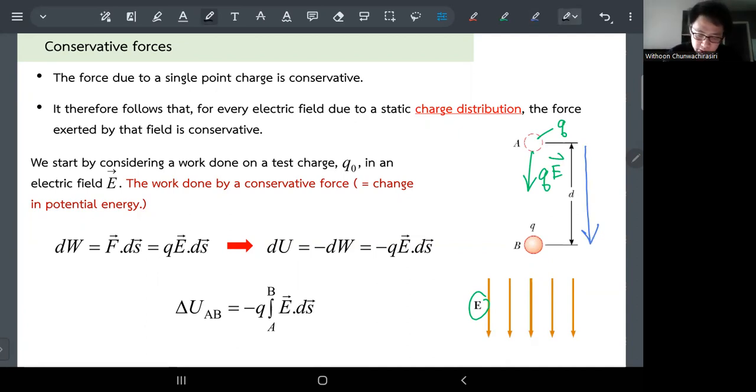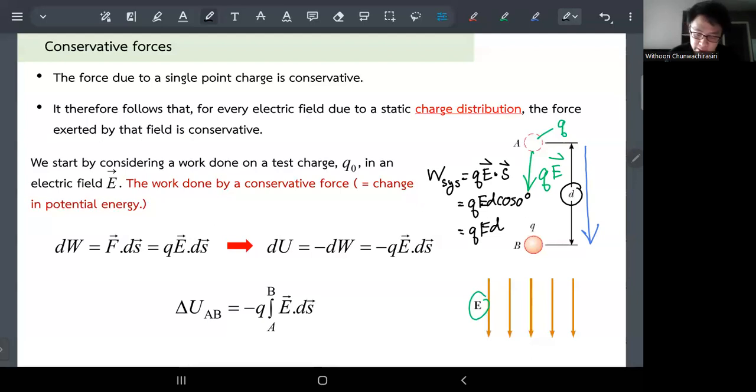So what I'm saying here is that the work done on the system, let me emphasize, is just going to be QE, the force, dotted with the displacement vector S, F dot S. In this case, your vector S is just the distance D. So it's going to be QED cosine 0, and that is just QED. Is it cool?